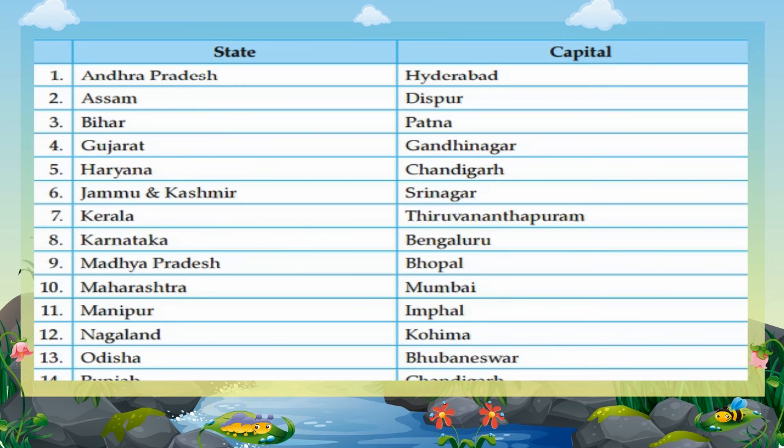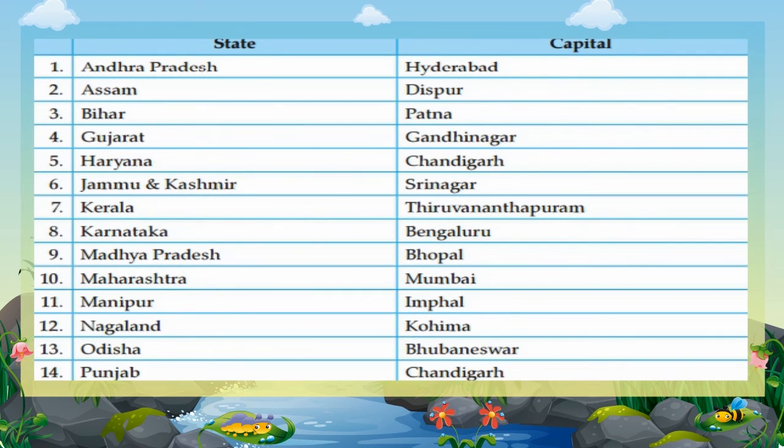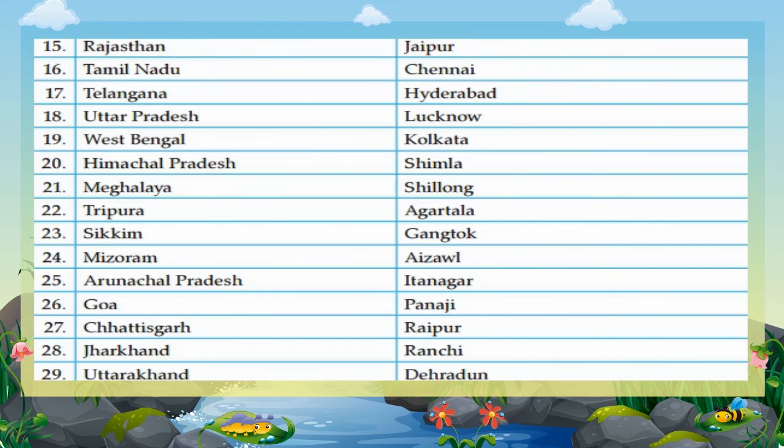10. Maharashtra, Mumbai. 11. Manipur, Imphal. 12. Nagaland, Kohima. 13. Odisha, Bhubaneswar. 14. Punjab, Chandigarh. 15. Rajasthan, Jaipur. 16. Tamil Nadu, Chennai. 17. Telangana, Hyderabad. 18. Uttar Pradesh, Lucknow. 19. West Bengal, Kolkata. 20. Himachal Pradesh, Shimla. 21. Meghalaya, Shillong.